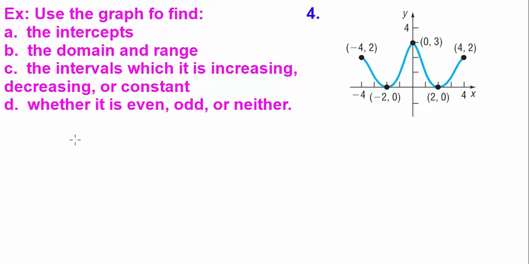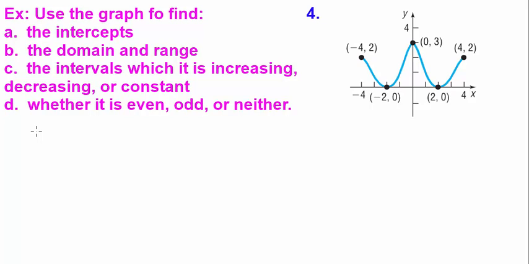Our last problem is asking us to use the graph to the right, problem number 4, to find these 4 different things. A, which would be the intercepts, B, the domain and range, C, the intervals for which it's increasing, decreasing, or constant, and then D, finally, whether it's even or odd or neither.